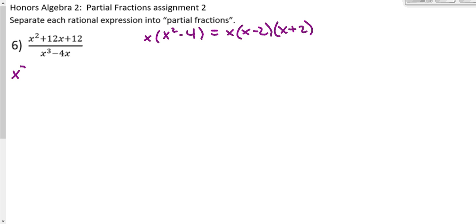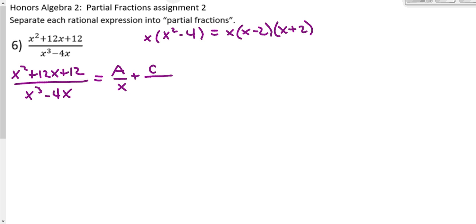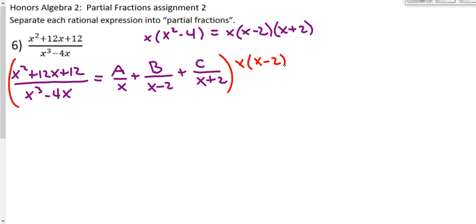So this original fraction can separate into some fraction with a denominator of x, so we'll call this a over x, plus some fraction with a denominator of x minus 2, so I'll call that b over x minus 2, and some fraction with a denominator of x plus 2, c over x plus 2. Then we'll multiply both sides of the equation by x and x minus 2 and x plus 2.